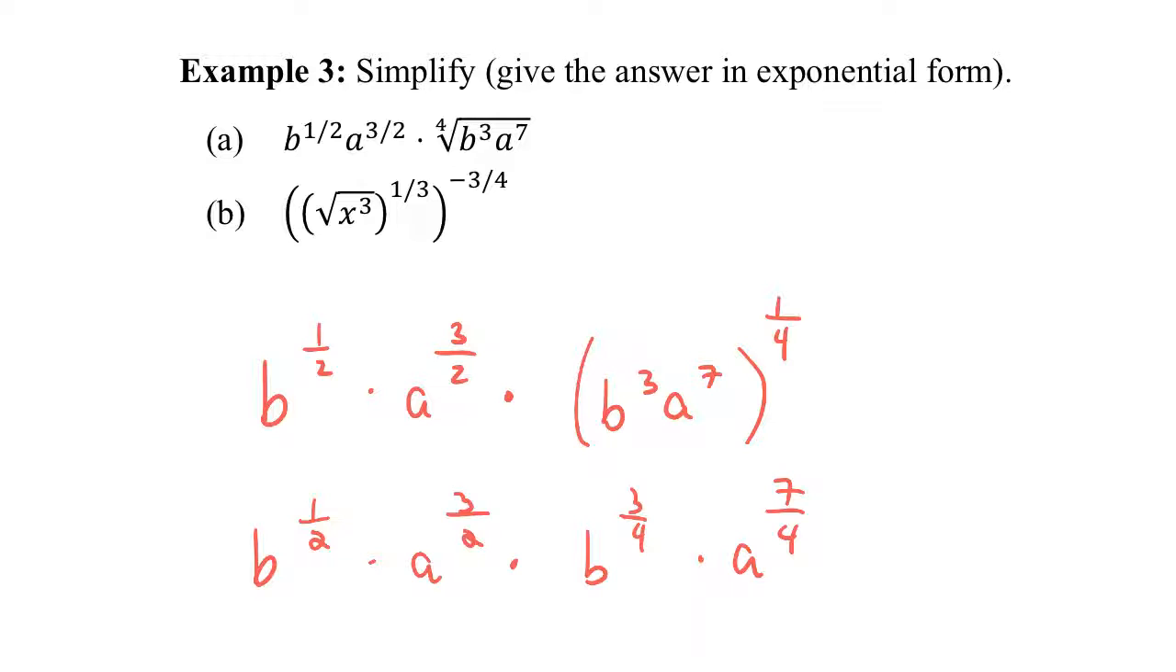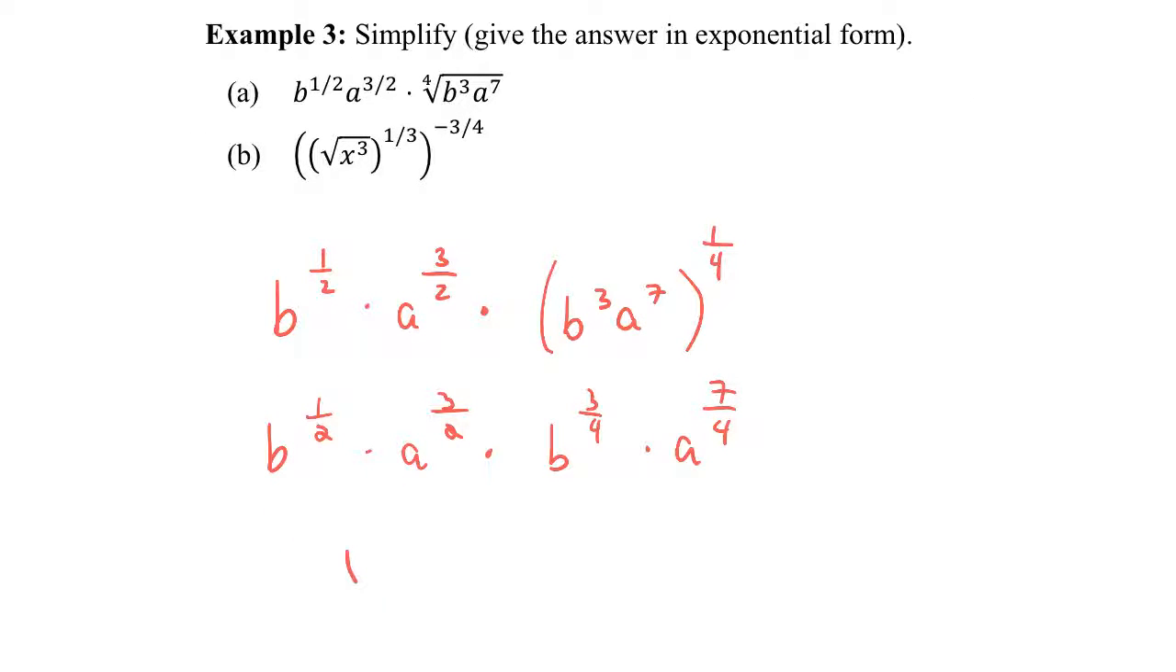It makes it easier. So a to the 3/2 times a to the 7/4, I need a common denominator when I'm adding these fractions. Same thing here. I need a common denominator when adding. Okay, so if I continue down to make it look a little nicer, this becomes b to the 1/2 plus 3/4 power times a to the 3/2 plus 7/4 power. Again, 1/2 plus 3/4, I'm adding the powers. 3/2 plus 7/4, I'm adding. Common denominator is obviously 4 in both cases.